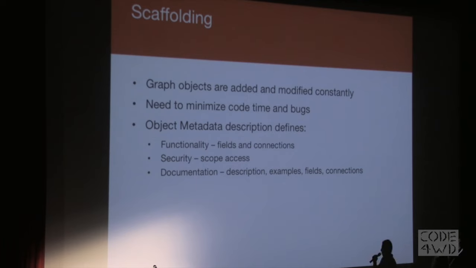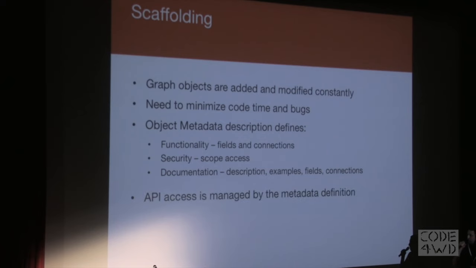So the system was devised in a way that developers can easily add objects and define the properties of each object. In the definition itself, the developer defines the properties, the security, the scopes, and documentation. Everything generates metadata that later becomes available through the FamilyGraph portal and through the API, so we don't need to maintain any documentation offline.